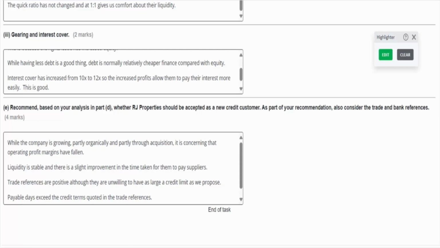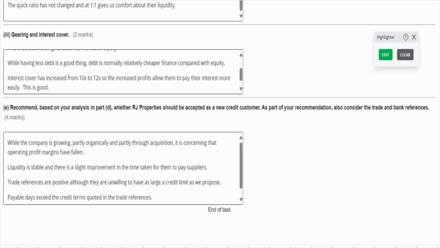Okay, well, let's move on now and look at the financial information. So part C is asking us to complete the table below for RJ Properties, and we need to show our answer to the nearest whole number. So the first one that's required is the gross profit margin.